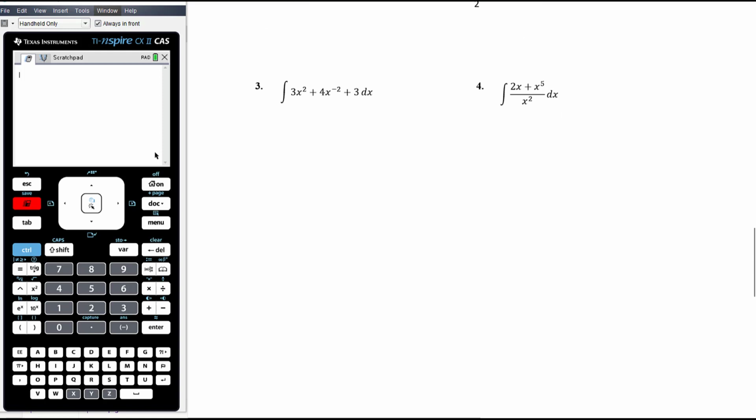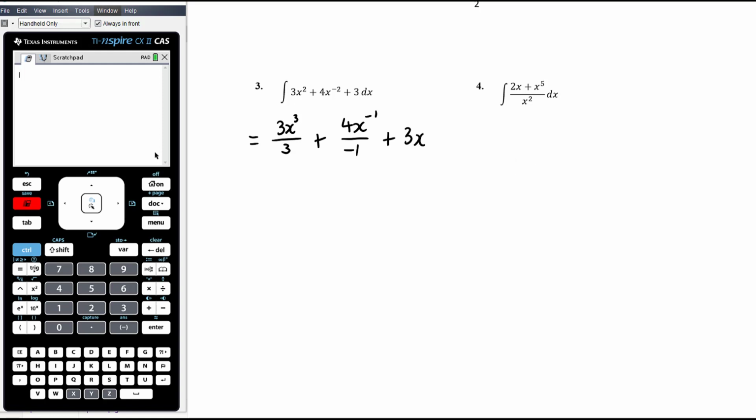Okay, question 3. We've got 3x squared plus 4x to the negative 2 plus 3. So antiderivative, again, just thinking about doing each term one at a time, but I wouldn't bother to write out a separate step of the 3 separate integrals. 3x squared is going to become 3x cubed divided by 3, plus 4x to the negative 2 is going to be 4x, adding 1 onto negative 2 is negative 1, divided by negative 1, and then plus 3, thinking about that's 3x to the 0, so it becomes 3x to the 1 on 1, so it's just 3x.